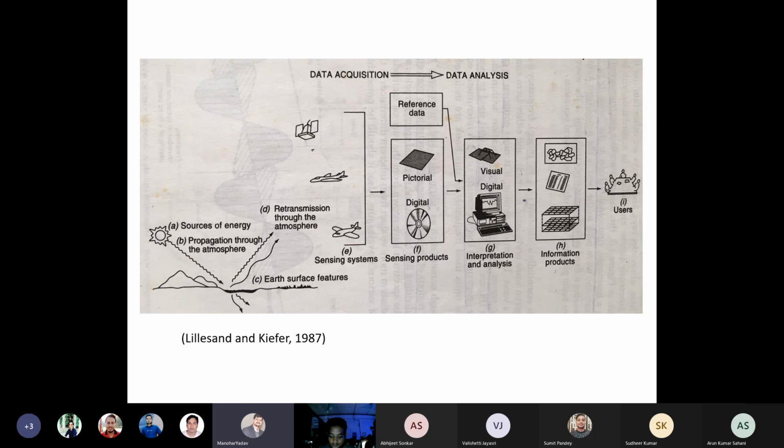So the steps are given in terms of nomenclature A, B, C, D till I. The first step, A, is the source of energy which we are considering. In this workflow, the source of energy is considered as the sun. Then energy emanates outward from the sun. So Earth is there. Earth rotates around the sun.